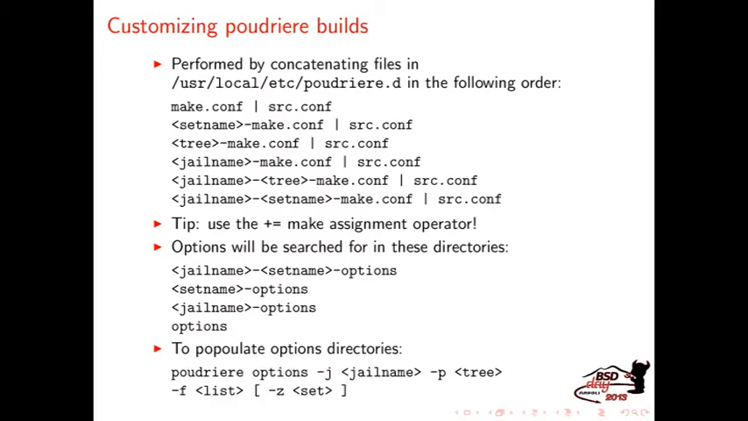And Poudriere also has a command to work with options. You just put there options, the name of the jail, the name of the ports tree, the set, and a list, which is a file listing ports, one origin per line. The -p option really is optional, and if not given, it uses the default ports tree, namely default. And this will run make config-recursive in each port directory, so we can configure them using the standard dialog interface.